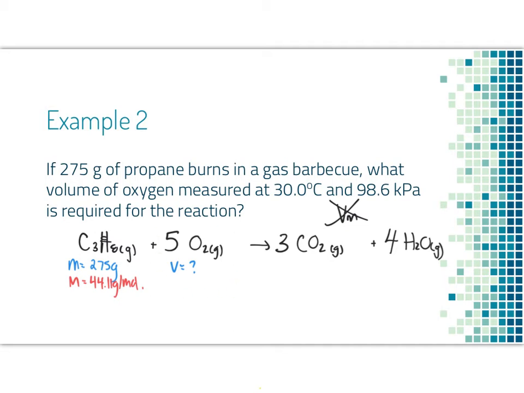And because I can't use molar volume, I'm going to list the information I know below. So I have the temperature, which is 30 degrees Celsius, and the pressure, which was 98.6 kPa. All right, so step 1 is to find moles of propane, switch to moles of oxygen is our second step, and then solve for V as our third step.